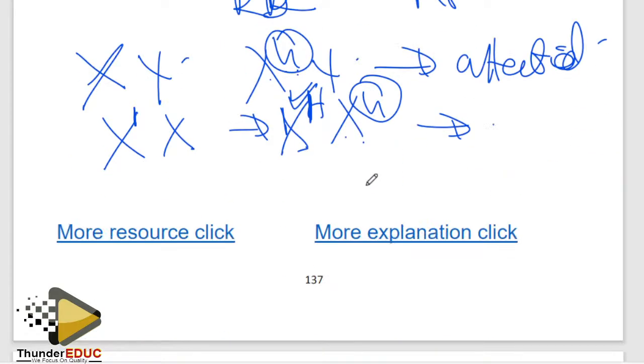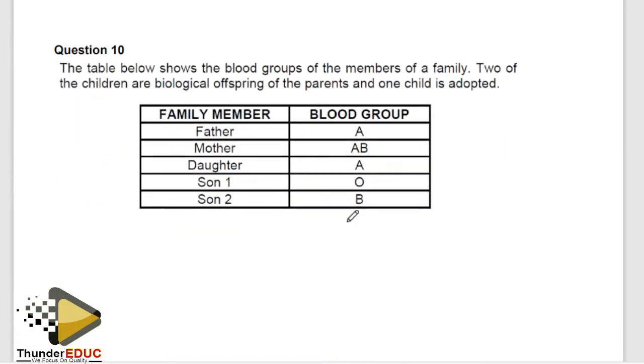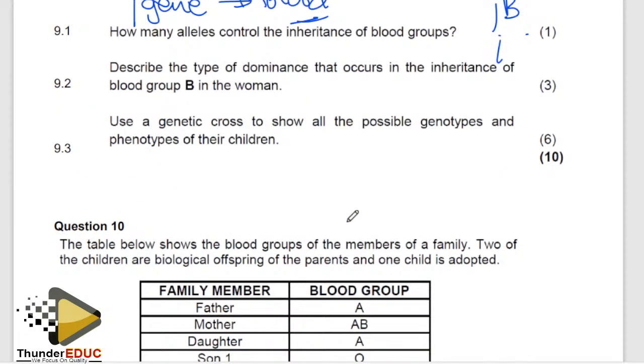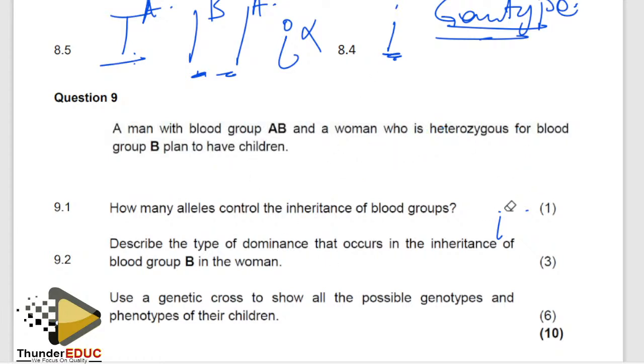Is it possible for a person of blood group A marrying a person of blood group B to produce a child of blood group O? Is it possible? Yes, it is possible. How do I know it's possible? You look at the genetics. Before I go there, let me answer at least one question first.